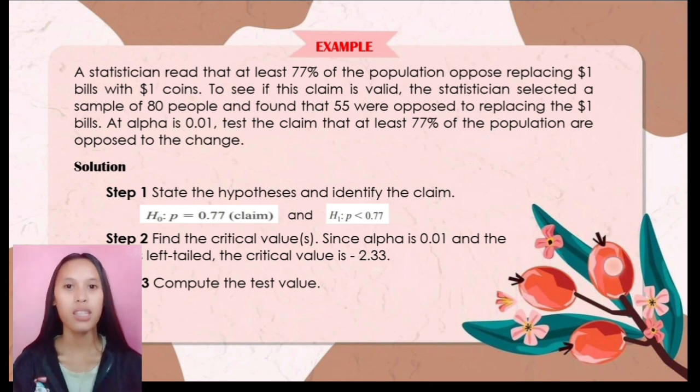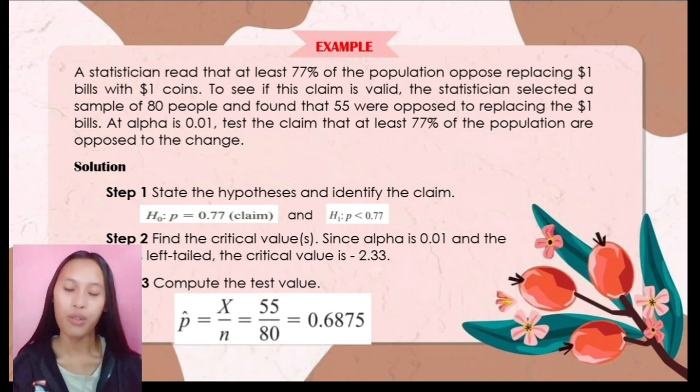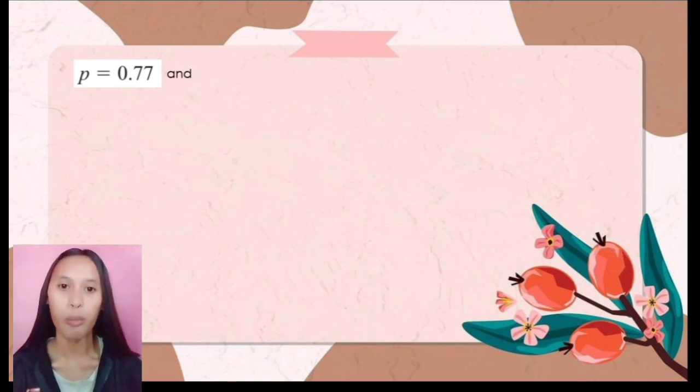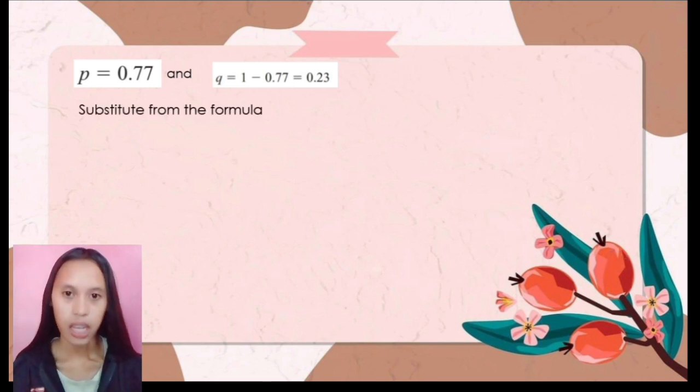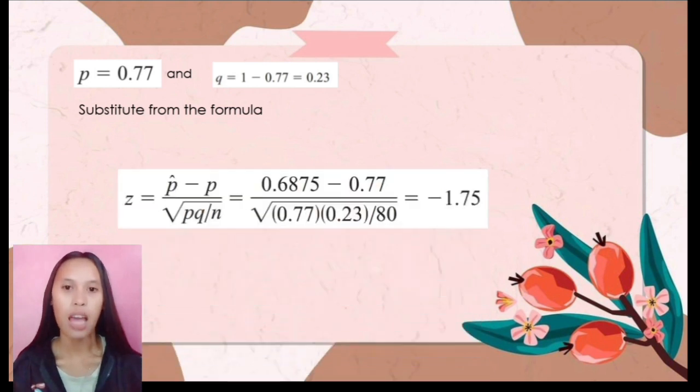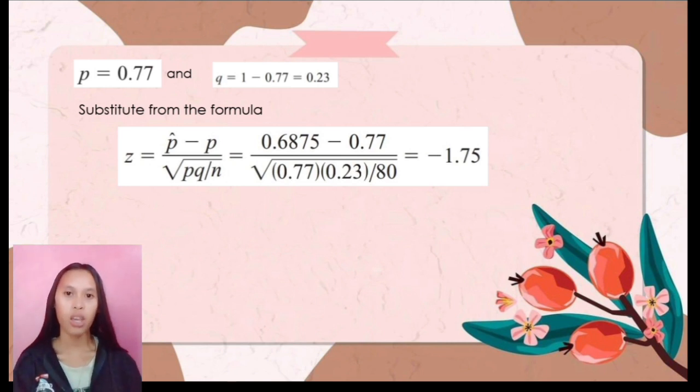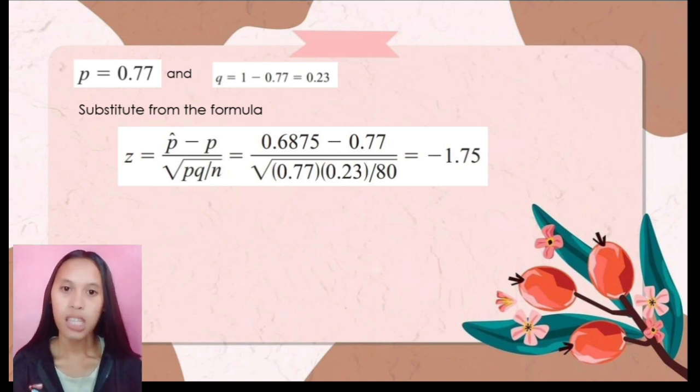Our observed value is equal to x over n, where x is equal to 55 and n is equal to 80. If we compute it on our calculator, we have the result 0.6875. Our expected value p is equal to 0.77, and q is equal to 1 minus 0.77, or 0.23. Let us substitute it in our formula. So z is equal to the observed value minus the expected value over the square root of pq over n. It is equal to 0.6875 minus 0.77 over the square root of 0.77 times 0.23 over 80. If we compute it on our calculator, we have the result of negative 1.75.